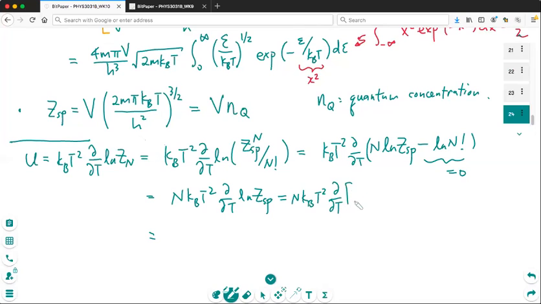So I can write it like this: n kBT squared. I will have log of T plus a bunch of terms that are independent of T. Okay, so this will be 0, and this 3/2 I can pull out, and then I have log T. Differentiate log T, I get 1 over T.